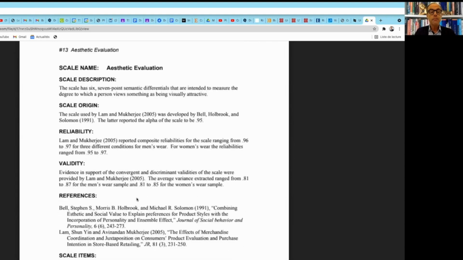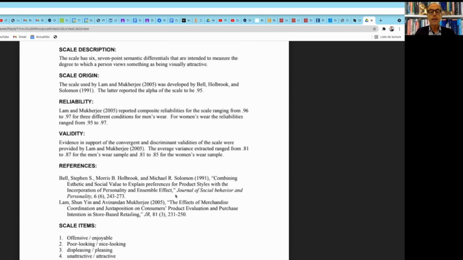There's another one. You can see here again, it comes from the Journal of Retailing, so an A journal. This is also what I recommend: always choose, if you can, the best scales, that is, scales coming from A+ and A journals.